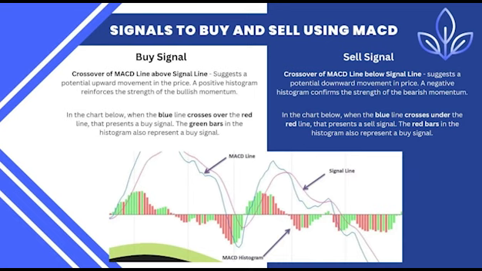Crossover of the MACD line below the signal line implies that short-term momentum is turning more bearish than the long-term trend, suggesting a potential downward movement in the price. When the MACD line crosses below the signal line, it triggers a sell signal. This corresponds with a negative histogram formation. The bars in the histogram are negative and commonly red in color when the MACD line is decreasing faster than the signal line. A negative histogram confirms the strength of the bearish momentum.